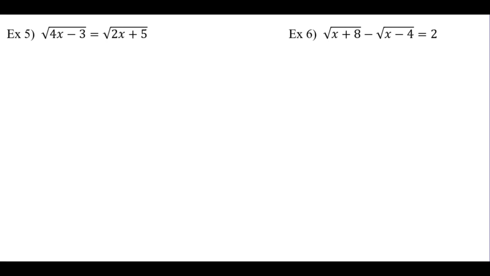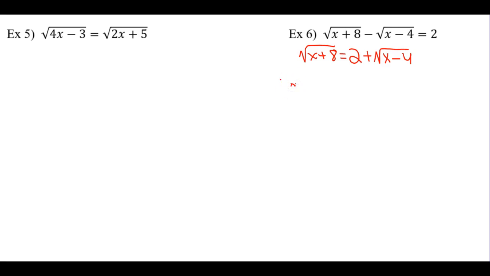Alright, so first we're going to add the term, the square root of x minus 4, to both sides. So we're going to get the square root of x plus 8 equals 2 plus the square root of x minus 4. And so now we're going to square both sides in order to eliminate the radical on the left side.